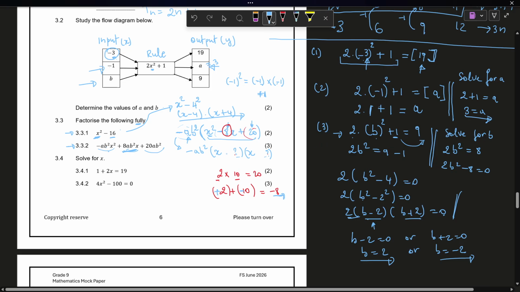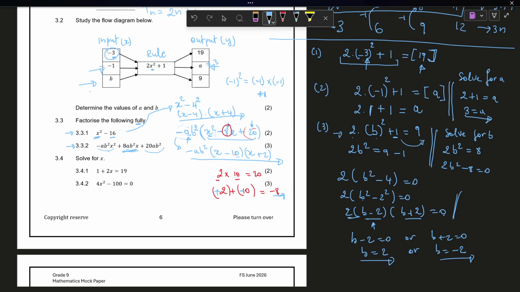So we found those terms. I'm going to delete the question mark. Those terms are minus 10 and positive 2. So this is the factorization. We have fully factorized it. Okay, great. Let's go to 3.4. Question 3.4.